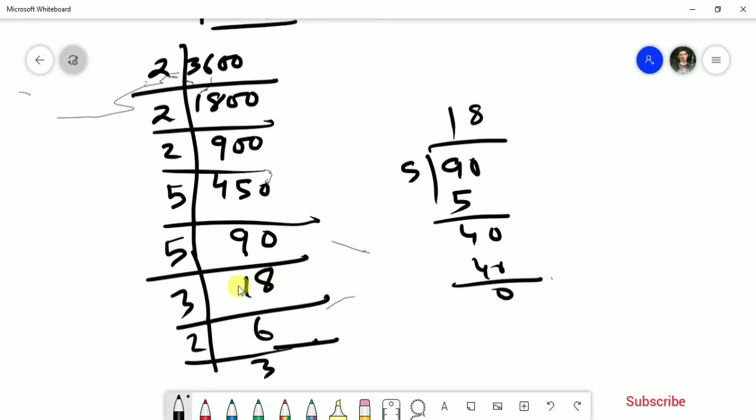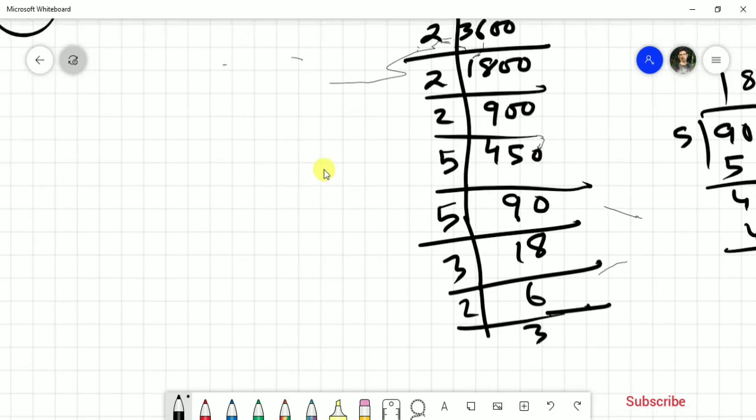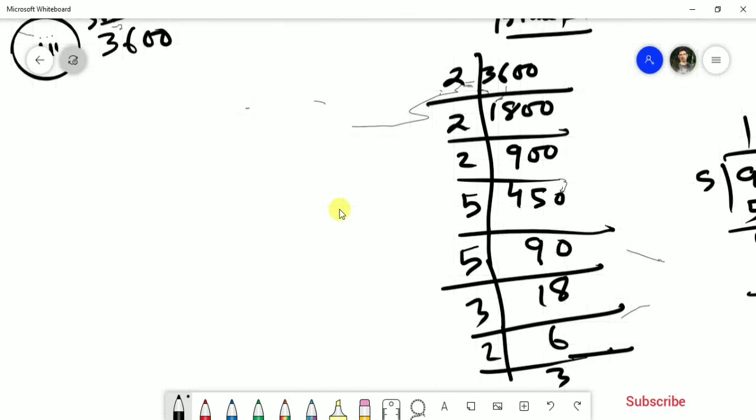If we see properly, 3600 equals, how many 2s are there? You see, 1 2 3 4. So I can say 2 power 4. How many 3s are there? 1 2. So 2 3s are there, so our answer will be 3 squared. How many 5s are there? 2 5s are there. So this is your answer, isn't it?